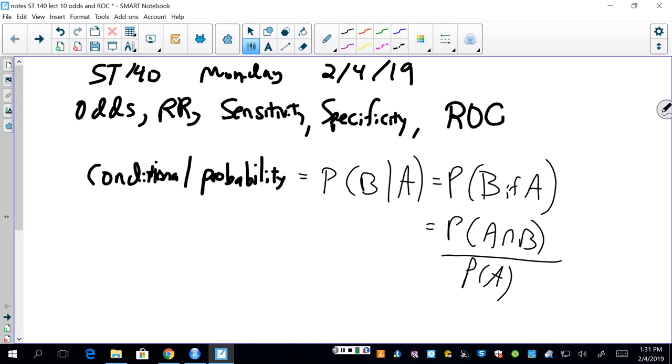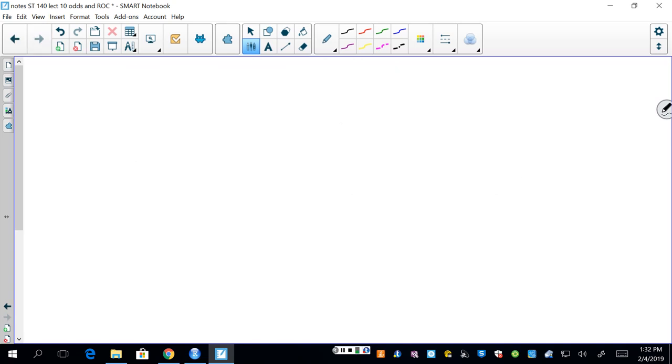And so often we're interested in conditional probabilities. Sometimes conditional probabilities get reported based on studies, but a couple of other things are very common: relative risk, odds ratio, sensitivity, specificity, and these are really just different ways of looking at these things. So let's look at an example.